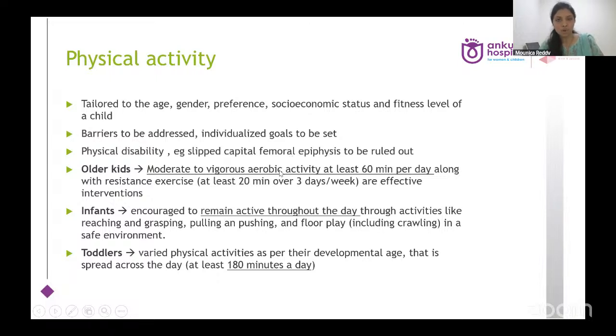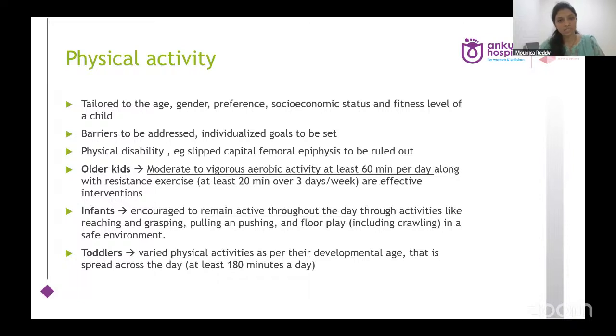So usually, what is the recommendation for the amount of physical activity? For older kids, IAP recommends moderate to vigorous aerobic activity for at least 60 minutes per day, along with resistance exercises, like weights or using body weight as the weight, at least 20 minutes over 3 days per week. These are effective. In infants, they're encouraged to remain active throughout the day through whatever they play: reaching out, grasping, pulling, pushing, floor play, crawling, etc., in a safe environment.